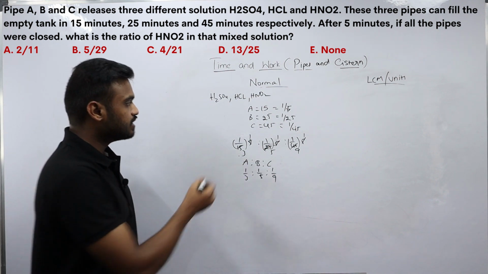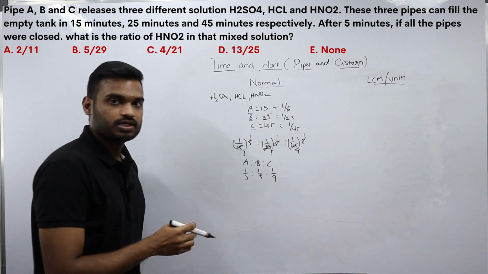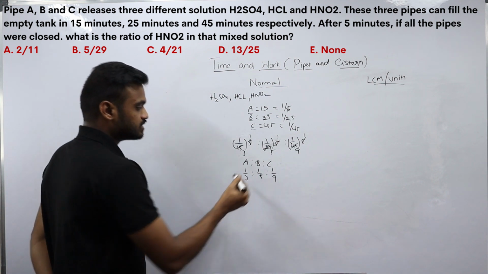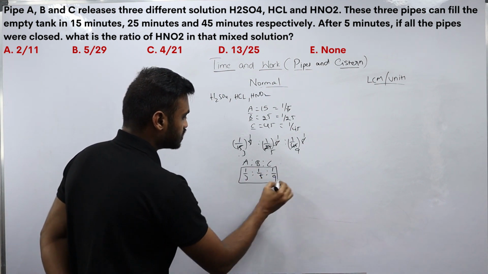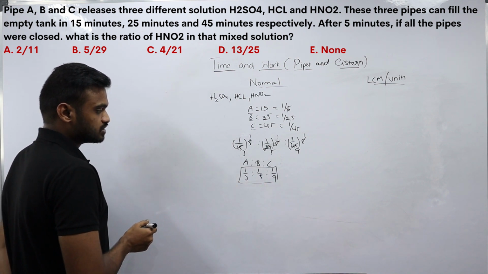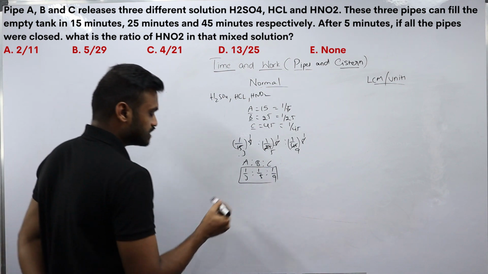Okay, here they are saying A is working for 5 minutes, B is working for 5 minutes and C is working for 5 minutes, and after 5 minutes all 3 are closed. So up to 5 minutes these are the work done of A, B and C. If we take the LCM, 9 and 5 will be divisible by 5 and 3, so the LCM will be 45.